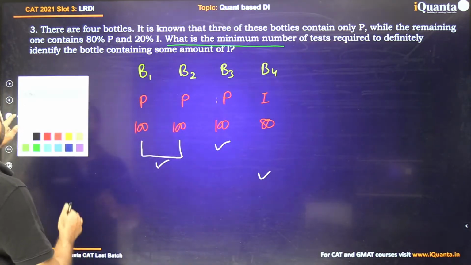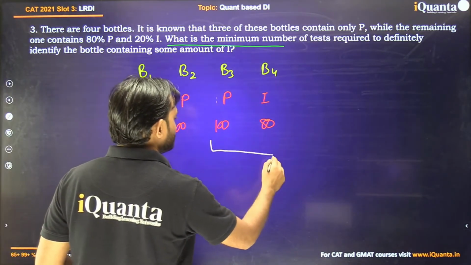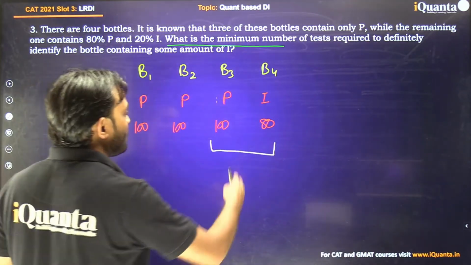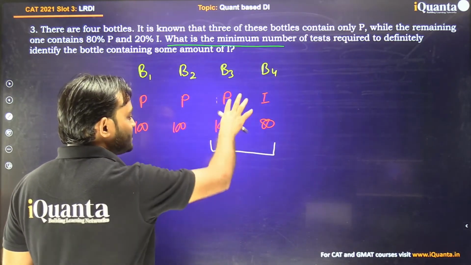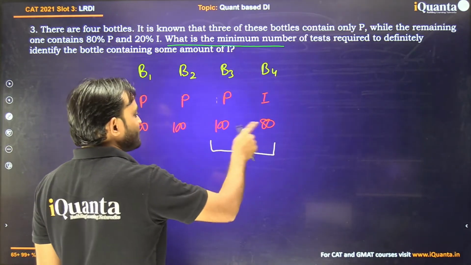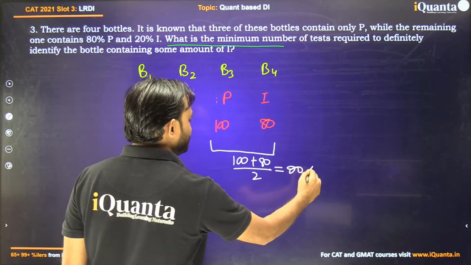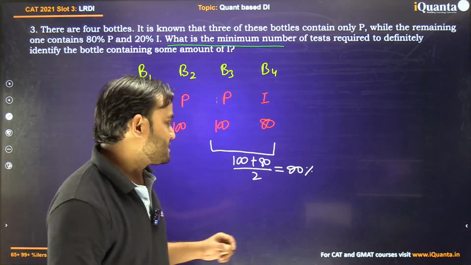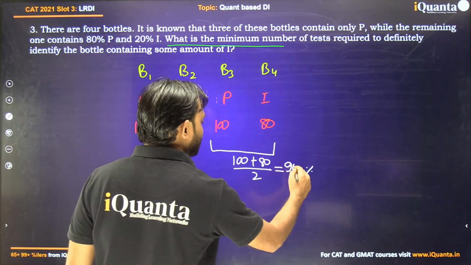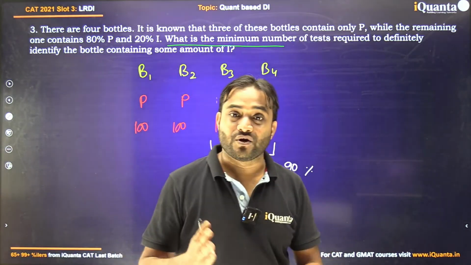Now apart from this, there is also a possibility that we choose these 2 bottles first, out of which one is pure and one is impure, or it has some impurity. Now if we take equal amounts of liquid from these 2 and test it, what will happen? Just a simple average, 100 plus 80 by 2, it will have 90% purity or 10% impurity, right? With 10% impurity, the device will tell us that it's impure. So now we know that one of these 2 bottles has 20% impurity.